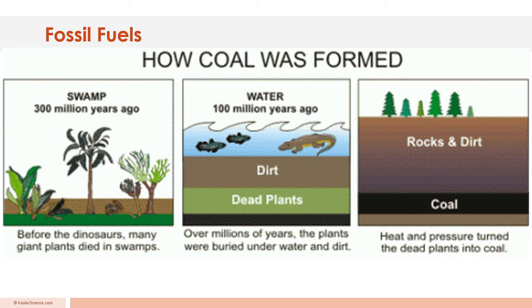All right, let's talk about how coal was formed. Coal is formed really similarly to oil and natural gas, but it formed in a swamp, so it forms on land. Okay, so here's a swamp 300 million years ago. You have all these big plants and this kind of stuff. So before the dinosaurs, a lot of giant plants died in those swamps. Then you have all these dead plants. They get covered by dirt over a long period of time, millions and millions of years. They get buried under water and dirt. Again, all that pressure takes those dead plants, squishes them down, and turns them into coal. And then today we dig down and we mine coal usually, actually. So we'll dig a mine down here and haul coal up to the surface.